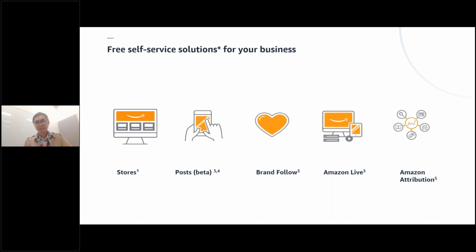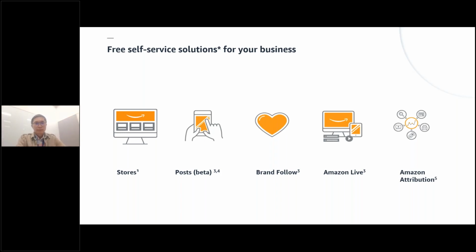Secondly, we also have posts, and together with posts is just a very simple button called brand follow. So essentially, it functions as almost like Instagram for your Amazon, housed within the Amazon app. So it's an image browsing experience. You can upload your custom creative and link it directly to your product detail page, and encourage people to follow your brand so that they essentially keep up with your new product launches.